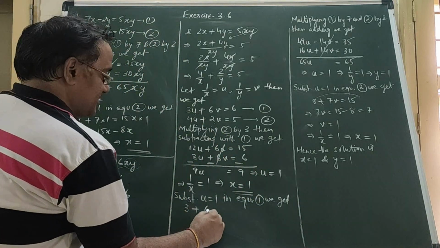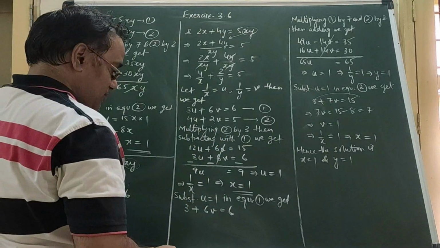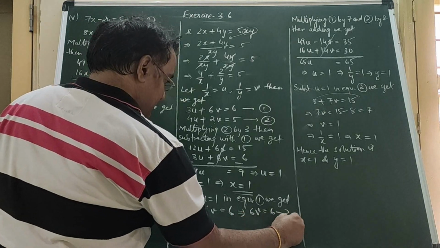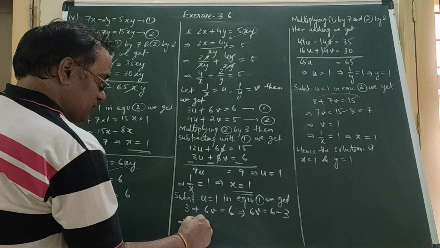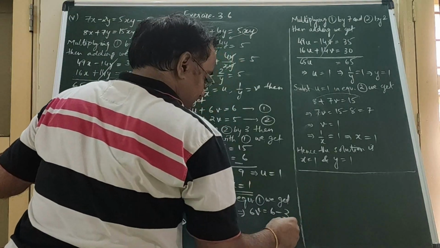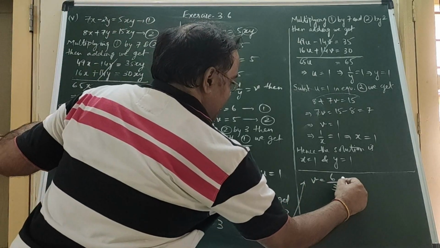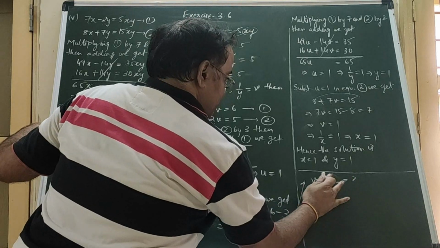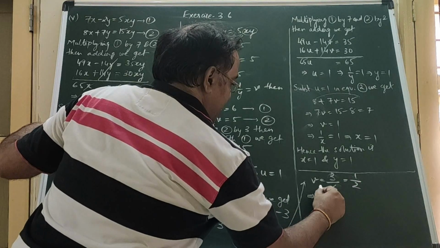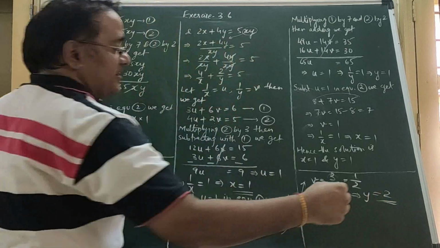So 3 plus 6v is equals to 6. Okay. So 3 को उधर शिफ्ट कर लो. So 6v is equals to 3. मैं यहाँ पे कर दे रहा हूँ. I'm going to do here. So v is equals to 3 by 6, 1 by 2. And what was v? 1 upon y. तो यहाँ पे y is equals to 2 आ गया.